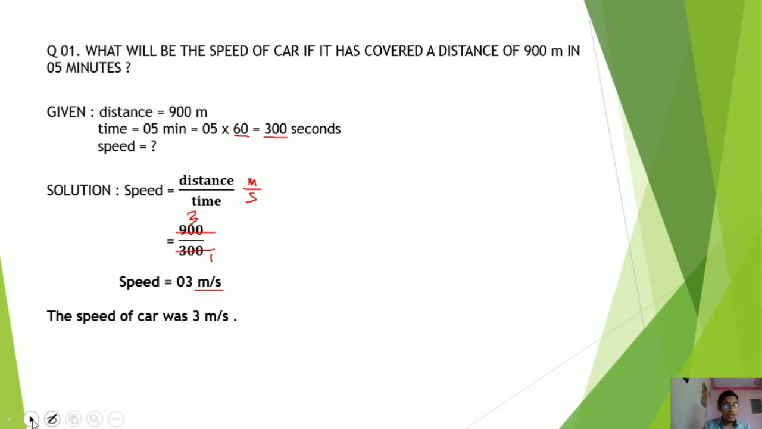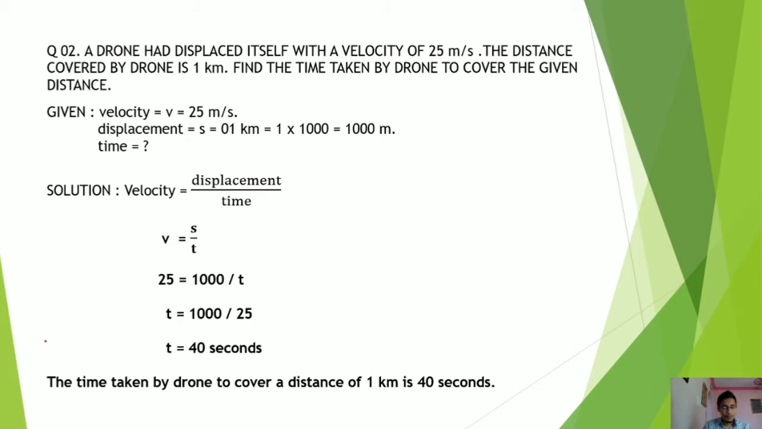Now I will head towards another numerical, question 2. Now read the question. A drone had displaced itself with a velocity of 25 meter per second. The distance covered by the drone is 1 kilometer. Find the time taken by the drone to cover the given distance.